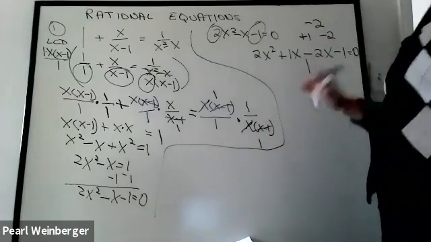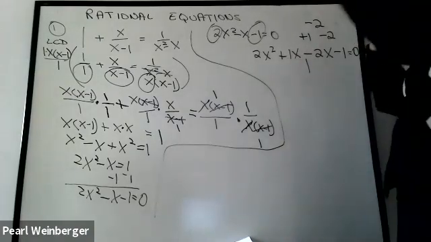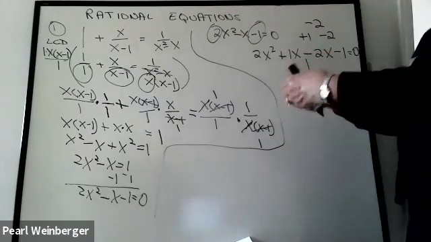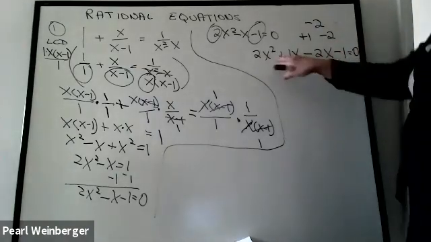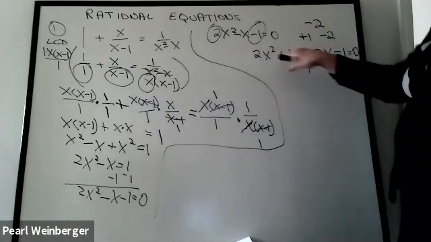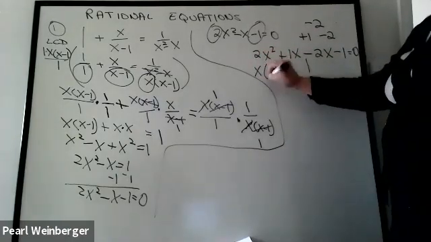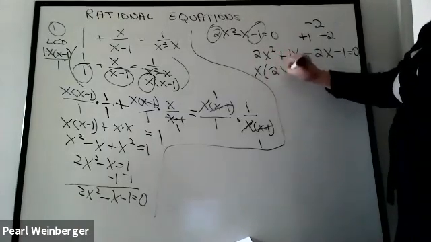And we now can use our grouping method. Remember, when you're grouping, you just take the first 2 and find a common factor in that first group. Then you do the same thing in your second group. Now, my first group, where I have a 2x squared plus a 1x, my common factor is just a plain x. And that'll give me 2x times 2x plus 1.